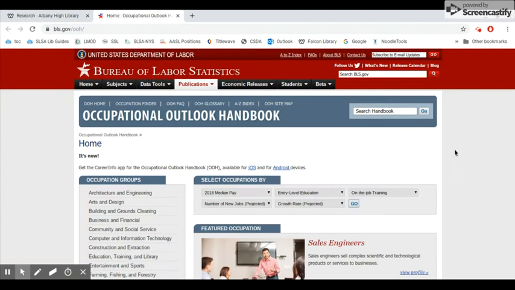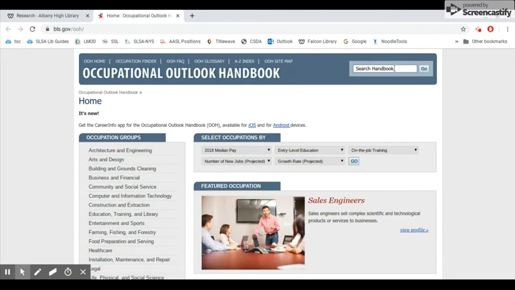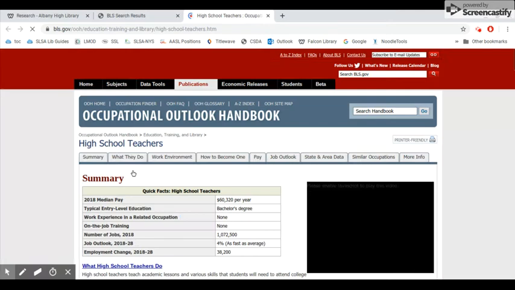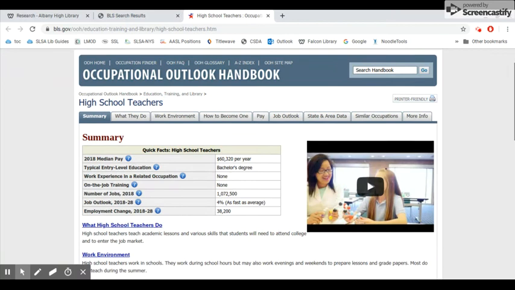This resource is used to research job titles or careers that you might be interested in after graduation. For our sample search, I'm going to enter a high school teacher job for us to look at some of the results that it returns. I'm going to click on high school teachers, and we're going to see some of the basic information about this job.